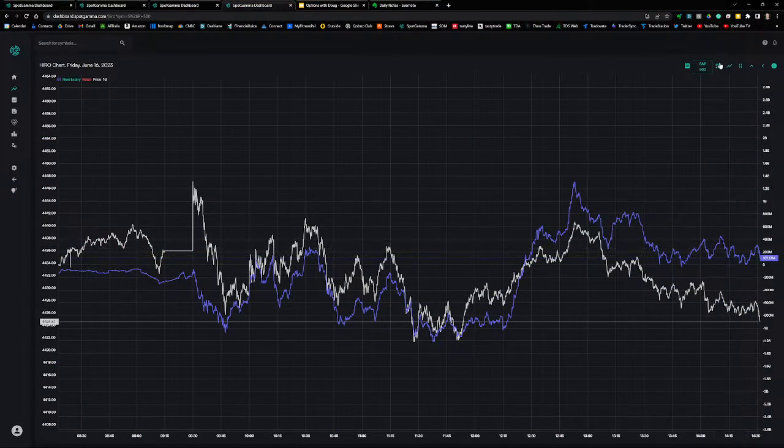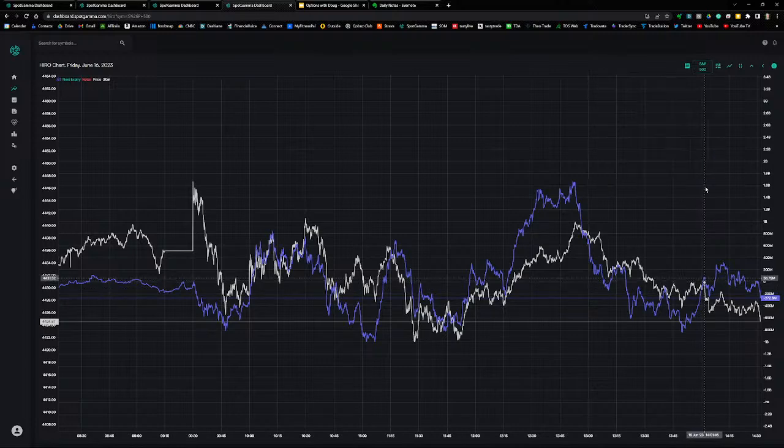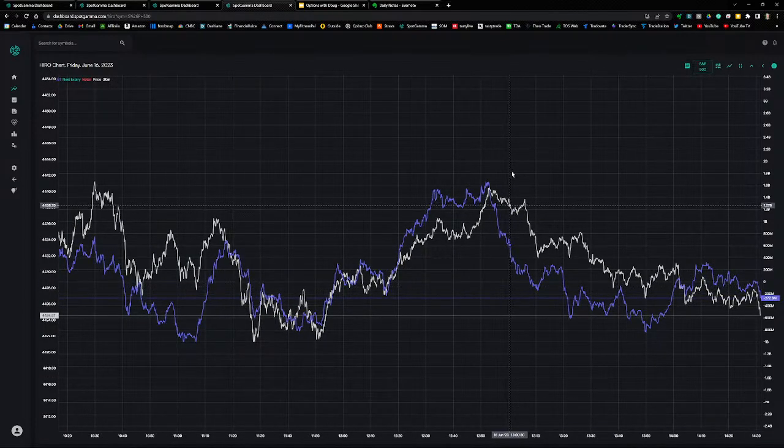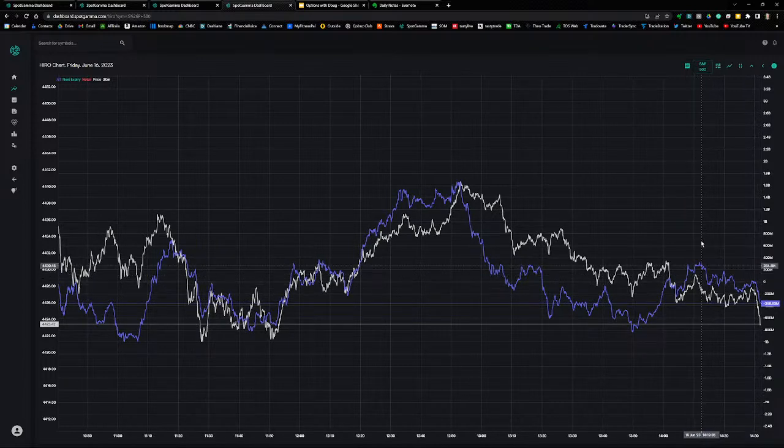I'm going to change my rolling window period to 30 minutes. So far, options traders, it looks like for around 10, 15, 20 minutes, they were taking positive delta positions. And now they're taking negative delta positions, helping to fuel the move lower.